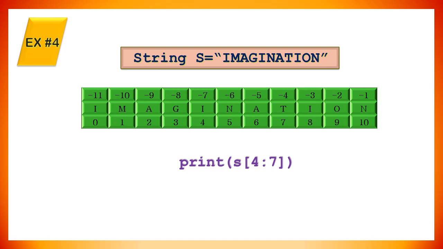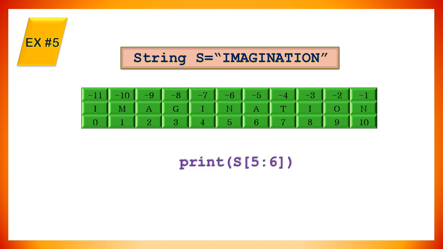Example 4 is S index 4 to 7. So end index is 7, so 7 minus 1 is 6. So it will extract characters from index 4 till index 6. This is the range of indexes. You can see the characters I, N and A will be selected and they will be returned as a string. So in the output we will find I, N, A as present in the output.